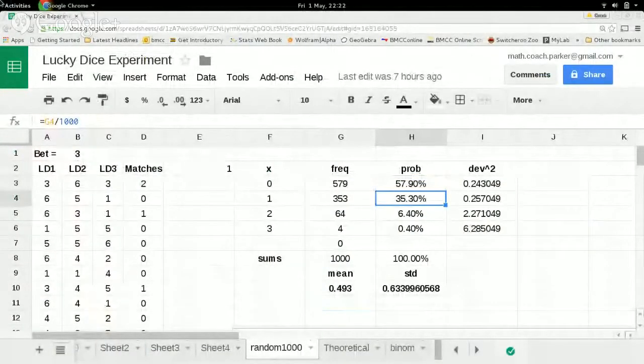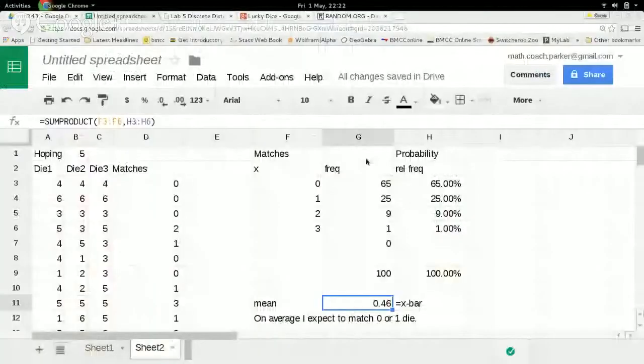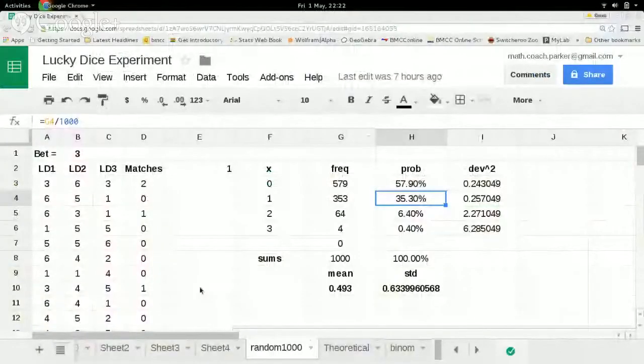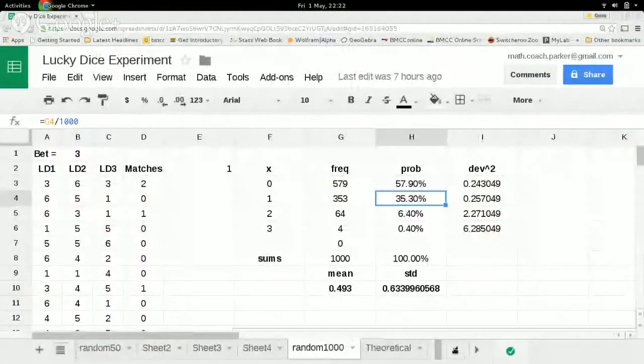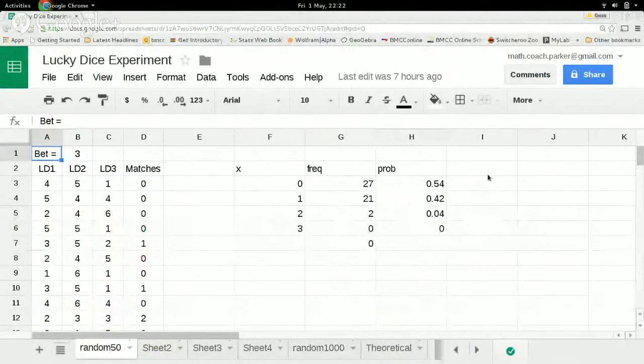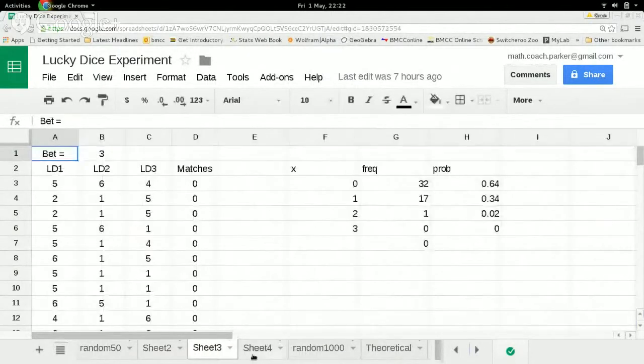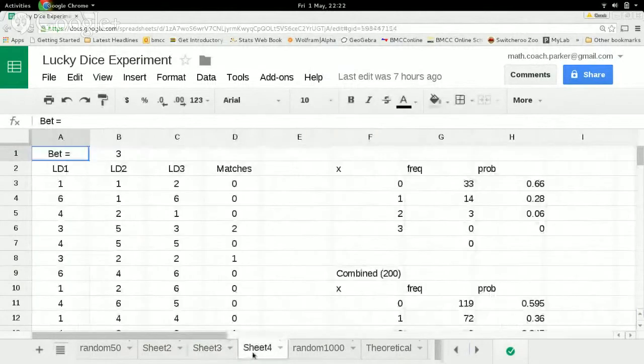35% roughly for one match, 25% here. So every sample is going to be a little bit different. I look back at this one. The first time I did the experiment, I did a random sample of 50, and there I found probabilities of 54, 42, and 4. And then I did a few more. There's another sample of 50, probabilities are 60%, 34, 6%, 0%. And so each one is just going to be a little bit different.